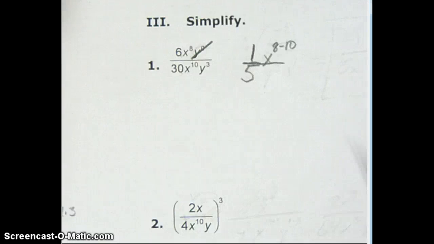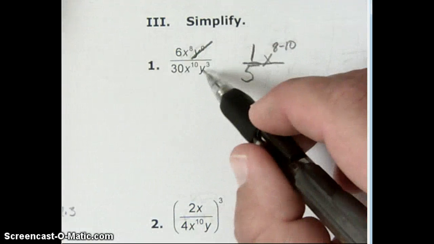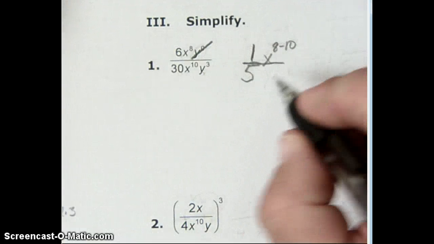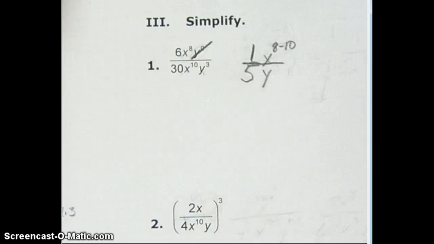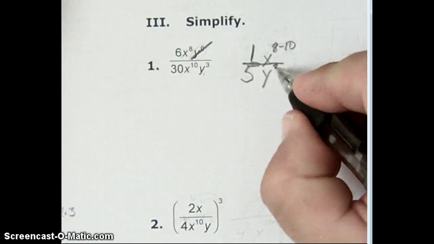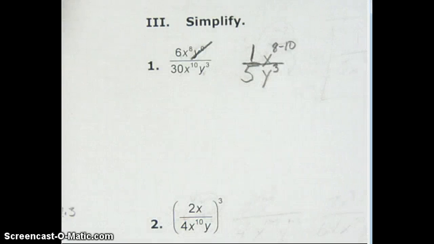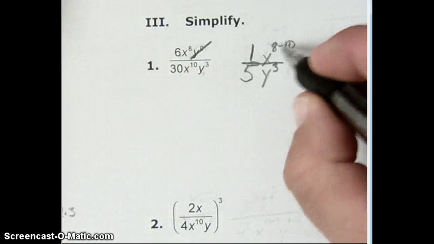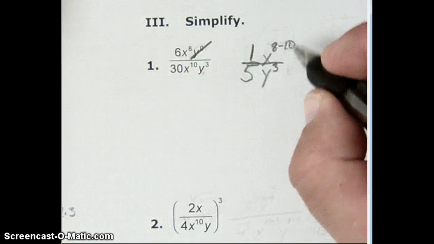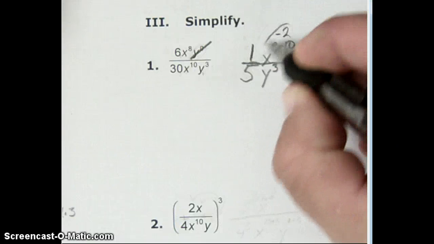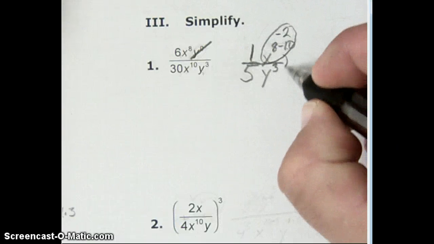All right, so if that guy's gone, then I really just have this y to the third, and I can go ahead and put him on the bottom. Okay, if he's on the bottom over there and he's not a negative number, he can stay on the bottom. Alrighty, so whenever I work this out, this 8 minus 10 is going to end up giving me a negative 2, and I know that that is something that needs to be put down here on the bottom.